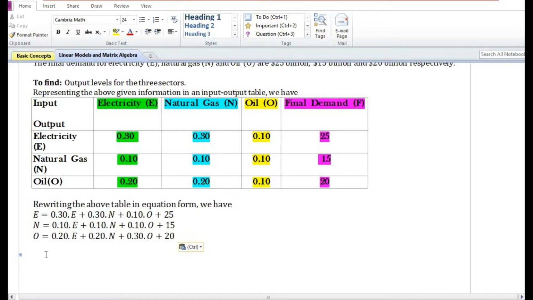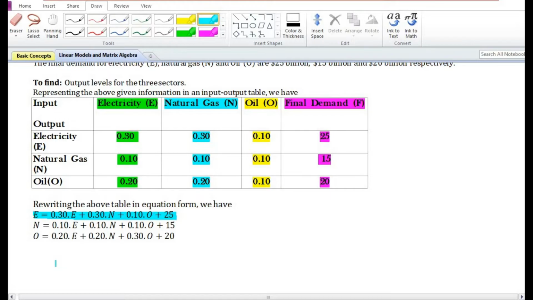In this set of equations, each equation shows the demand for the output of each sector as intermediate input in the three sectors as well as final demand for the output of each sector. The first equation shows that the output of electricity is being demanded as intermediate input by the electricity sector itself, by natural gas sector and by oil sector. Part of its output is also being demanded as final good by consumers.